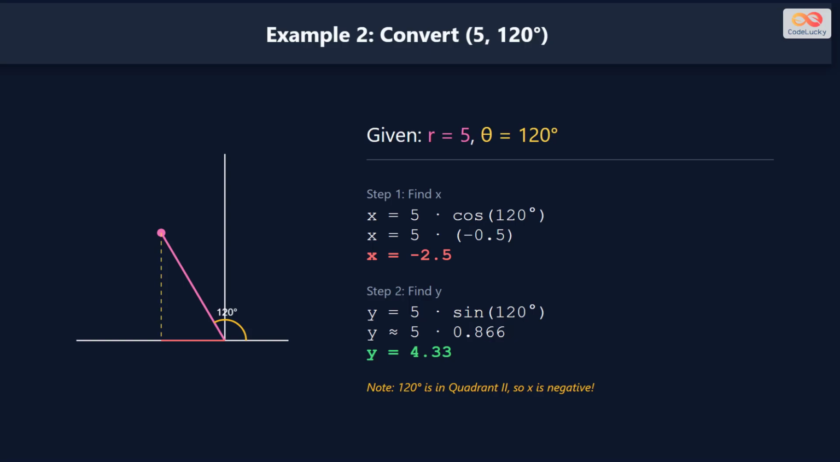Let's look at a second example with an obtuse angle. Here, the radius is 5 and the angle is 120 degrees. For x, 5 times cosine of 120 degrees gives us negative 2.5. For y, 5 times sine of 120 degrees gives us approximately 4.33. Notice how x is negative. That makes sense because 120 degrees puts us in the second quadrant, where x values are negative.